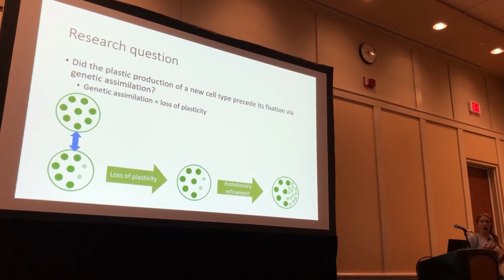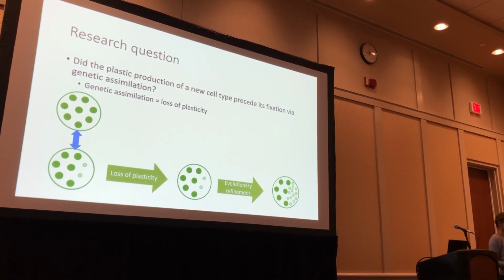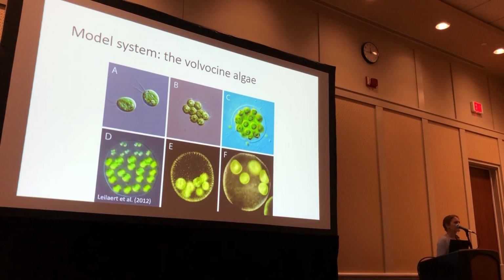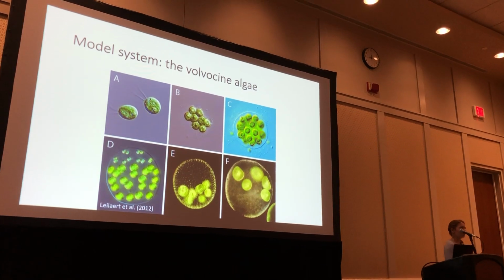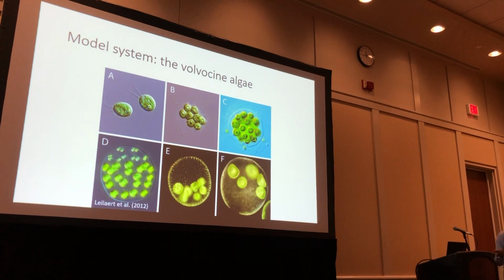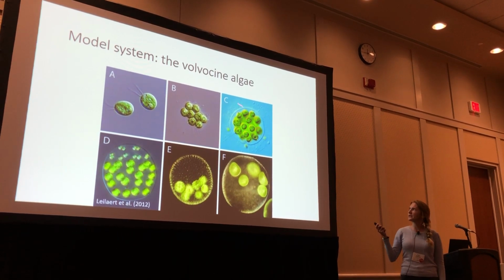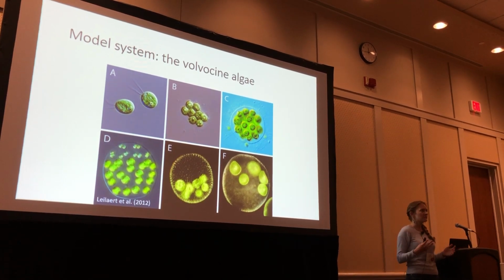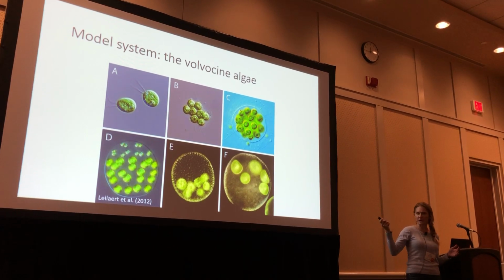So here, I'm asking if the plastic production of a new cell type preceded its fixation via genetic assimilation. And I'll be using the volvocine green algae as a model to address this question. The volvocine green algae are a particularly good model system for studying the evolution of cellular differentiation, because you have some species, like this one here, the Pseudorina, where all of the cells are identical, undifferentiated cells within one simple multicellular organism.